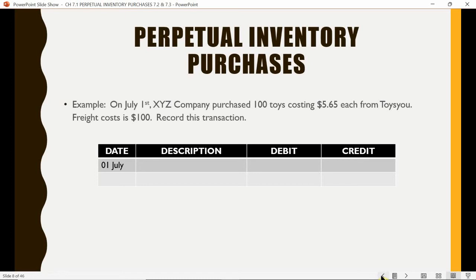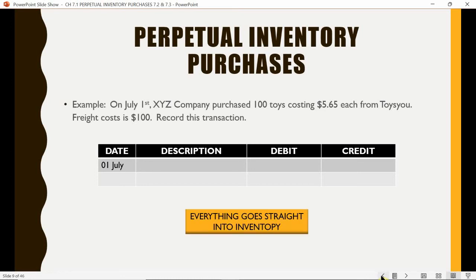In this case, we understand we just made a purchase of toys. I want to be very specific about what items I purchase. That's another difference when you're dealing with perpetual inventory. You can use the general inventory account called inventory, but if you're selling more than one product, you shouldn't associate everything as just inventory. You should associate it by what those items are.